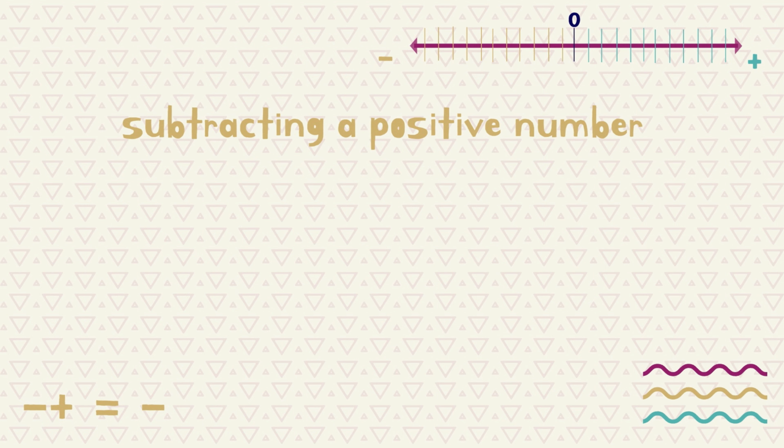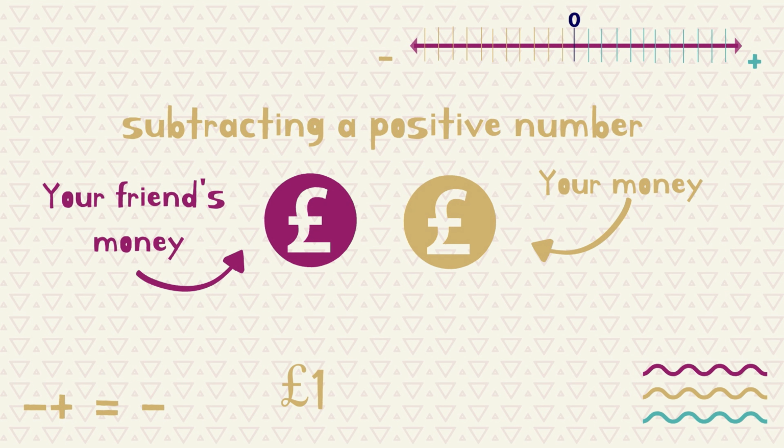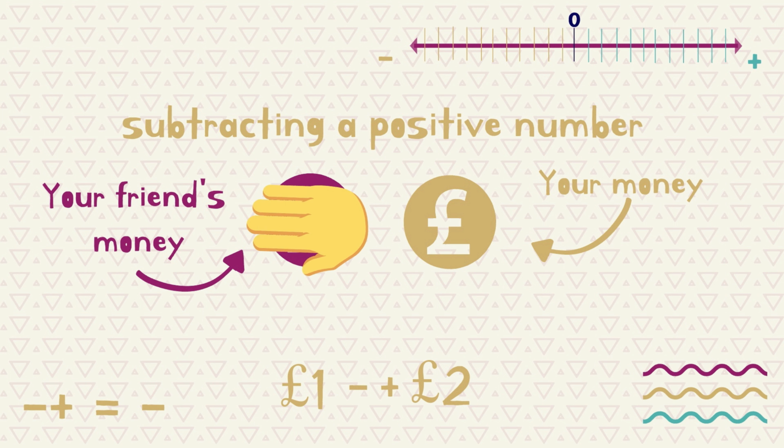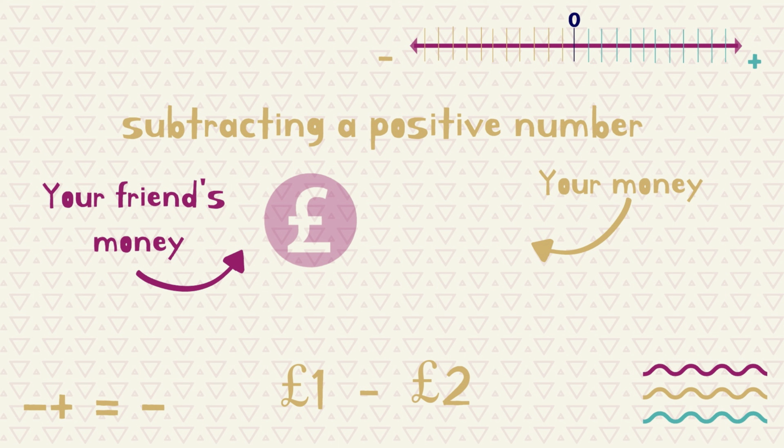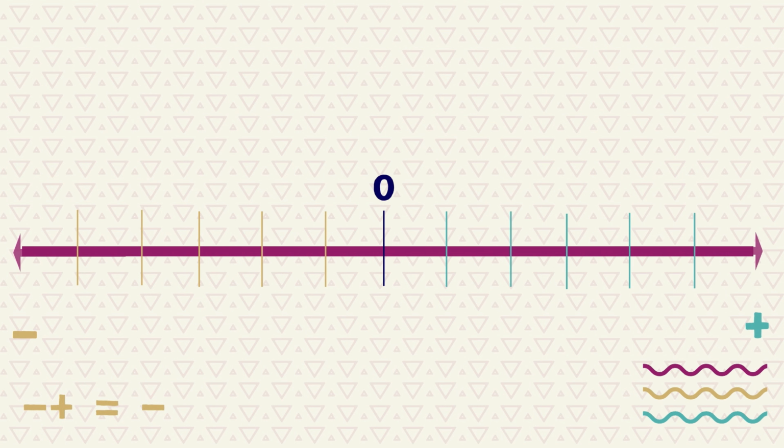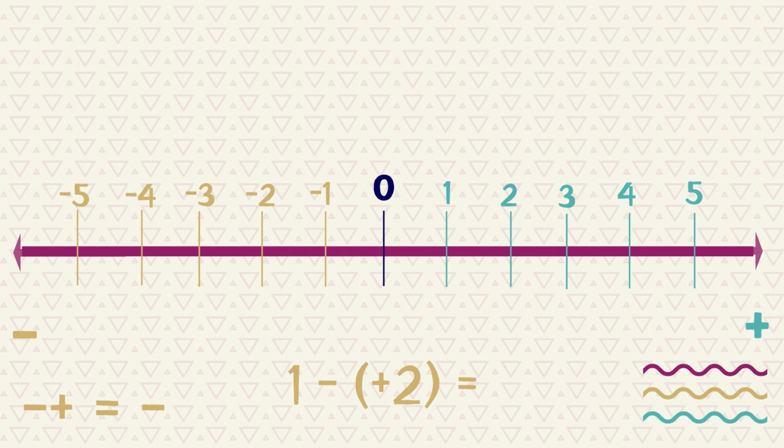Thinking of this in terms of money, let's say you have £1, but you want to buy something that is £2. So you borrow £1 of your friend's money. So, you start off with your pound, and use this, along with your friend's pound, to buy an item worth £2. You are taking away a positive £2 from your initial £1 that you owned, leaving you with minus £1. The minus £1 is the pound you now owe to your friend. This can be shown on the number line, where we end up with a negative 1.